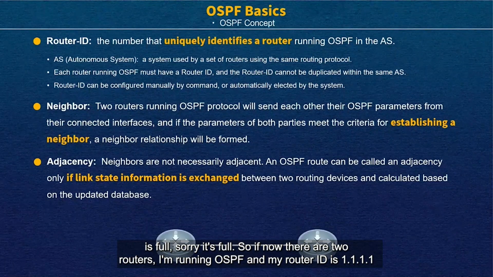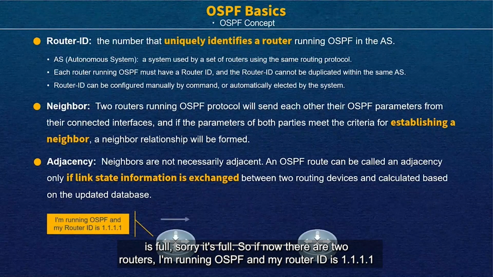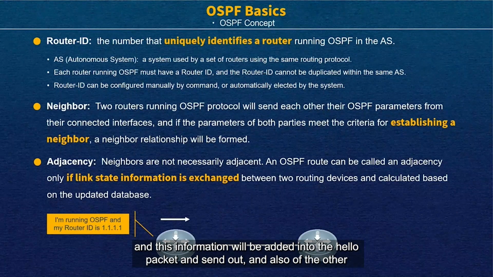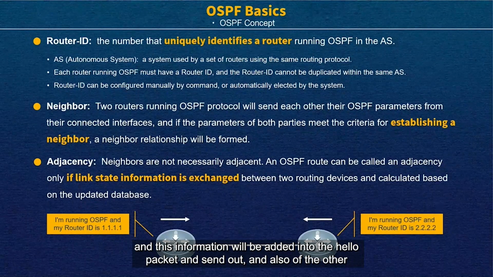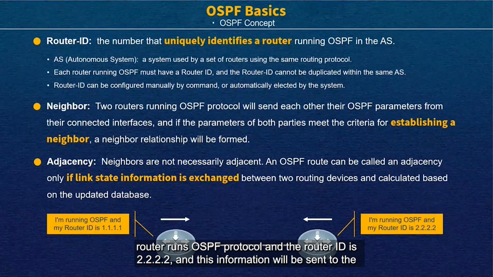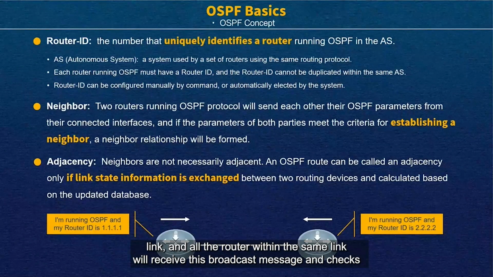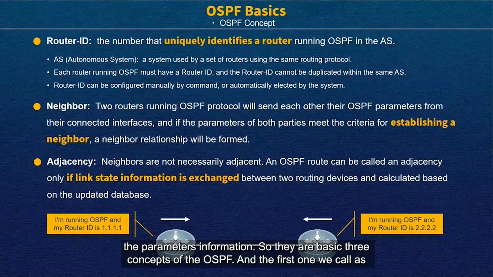So if now there are two routers running OSPF, and my router ID is 1.1.1.1, this information will be added into the hello packets and sent out. And if the other router runs the OSPF protocol and its router ID is 2.2.2.2, this information will be sent to the link. All the routers within the same link will receive this broadcast message and check the parameter information. So these are the three basic concepts of OSPF.